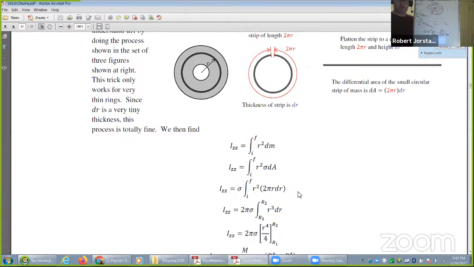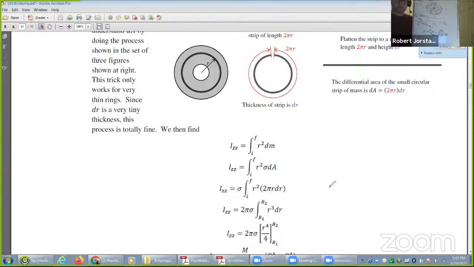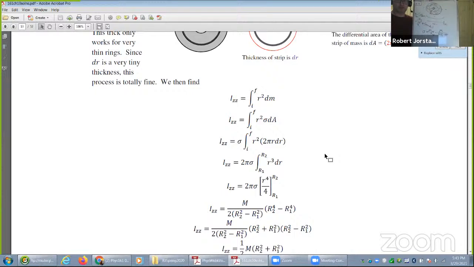Notice we're going to get a, sorry, let me get my annotation here. Because your slice has got a 2 pi r in it, we end up with an r cubed. So you get r to the 4th over 4 when you do the integration. Now there's something cool here. Just trust me. Look at this.